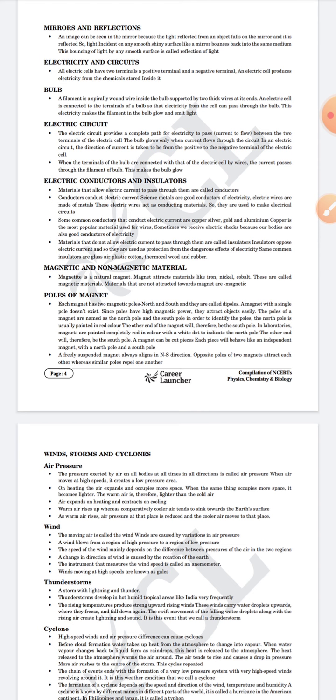Materials that do not allow electric current to pass through them are called insulators. Insulators oppose the electric current and so they are used for protection from the dangerous effects of electricity. Some common insulators are glass, air, plastic, cotton, thermocol, wood, and rubber.